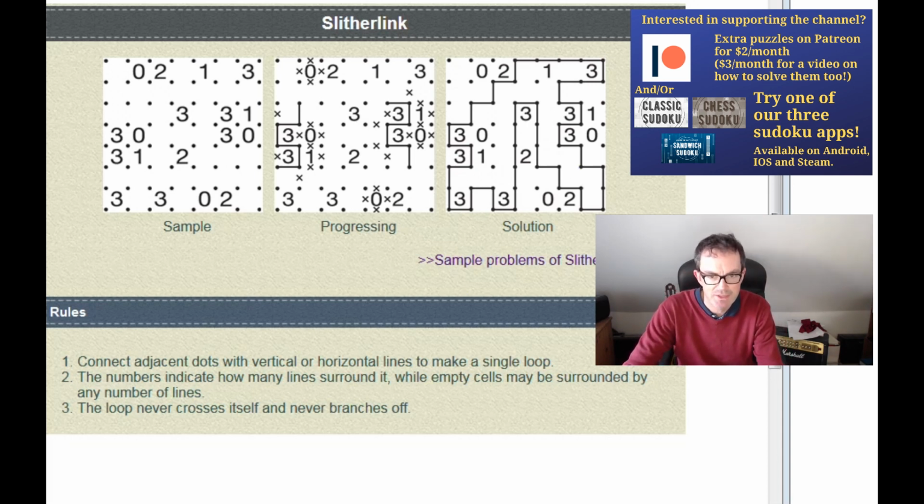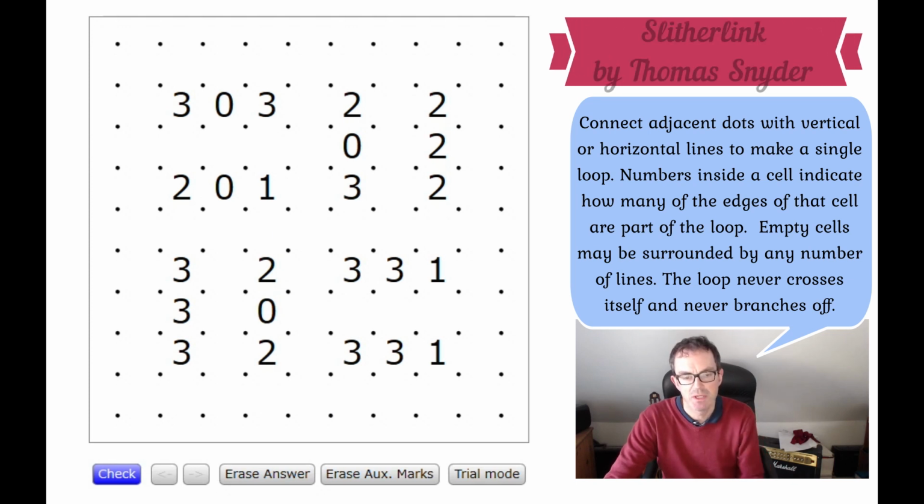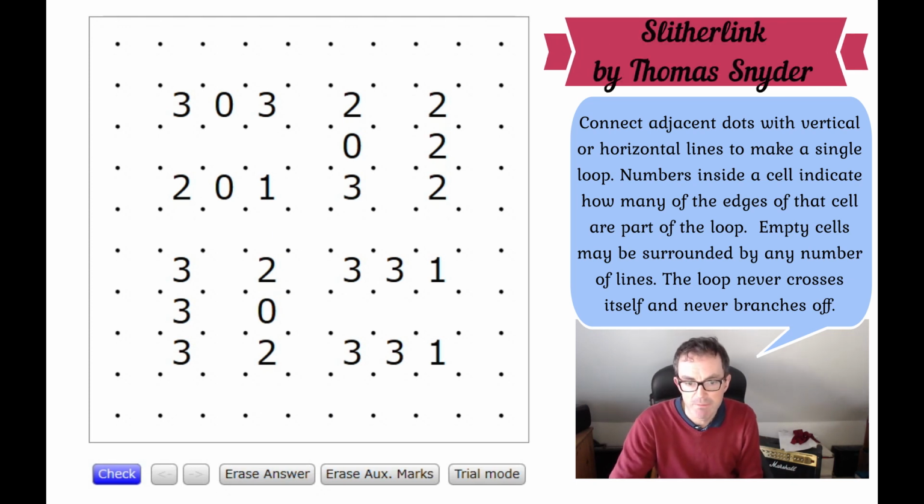Now, how long do Slitherlink puzzles take? Well, let's have a think about that. Let me get some puzzles up on screen and we can have a think. So this puzzle is by Thomas Snyder. I've taken it from gmpuzzles.com. Thomas, of course, might even be the reigning World Puzzle Champion.